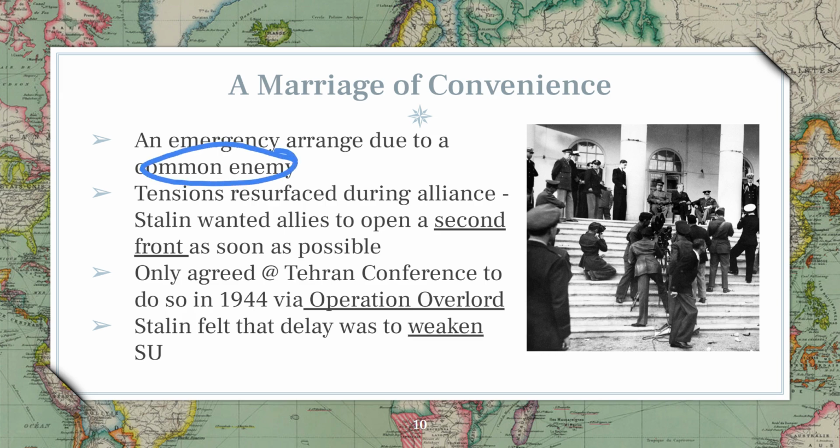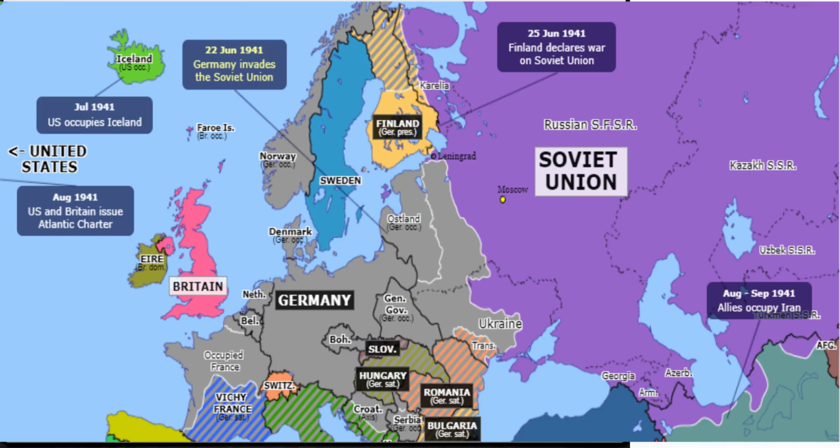And in talking about this factor, you would need one example to show how even during the alliance it was ridden with problems. The one that we used to illustrate this would be the delayed opening of the second front. Tensions surfaced during the alliance. Stalin wanted the allies to open a second front as soon as possible.